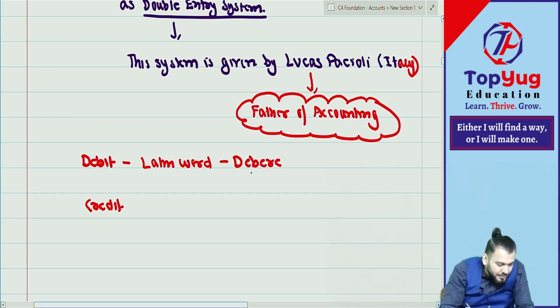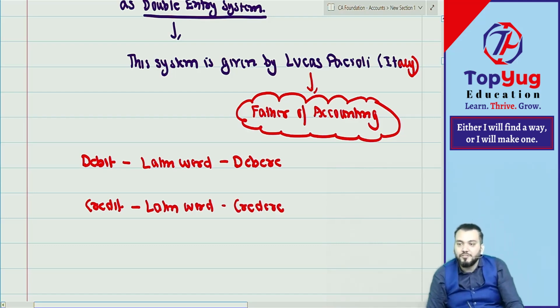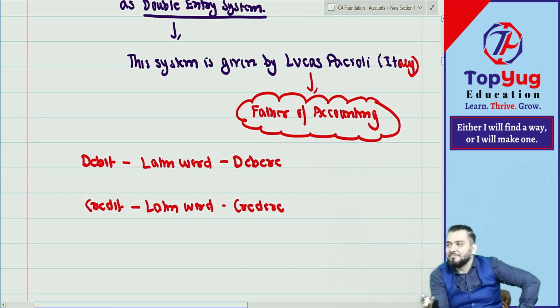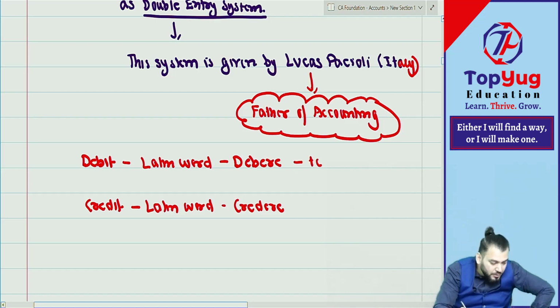Understood? And credit has also been derived from a Latin word, creder. Understood? Not at all important, but we should understand because we are learning accounting and we become experts in accounting. Not important for recording, but we should know everything. So debit has been derived from which word? Deber. Deber means what? To owe.